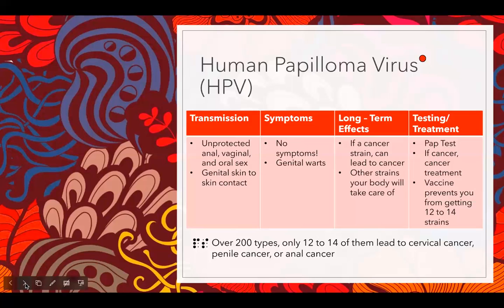Long-term effects of HPV: if it's a cancer strain, it can lead to cancer. If it's another strain, your body will take care of it and it'll go away. For testing and treatment, to get tested for HPV, it would be a pap smear in which they widen the vaginal canal and then take a little swab and scrape the edges of the vaginal walls to check to see if you have abnormal cell growth, which could be the HPV virus. If it's cancer, then they will offer you cancer treatment, and any kind of treatment after that would just be you getting the vaccine to prevent getting the other strains, okay?